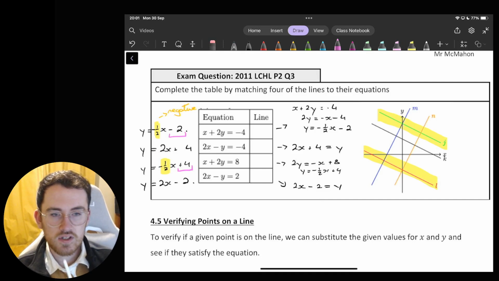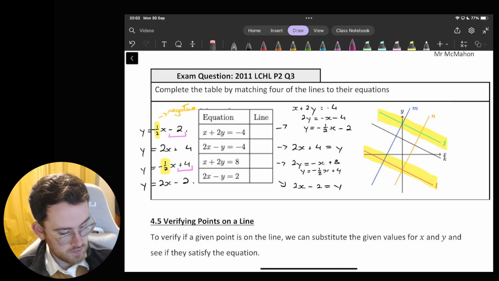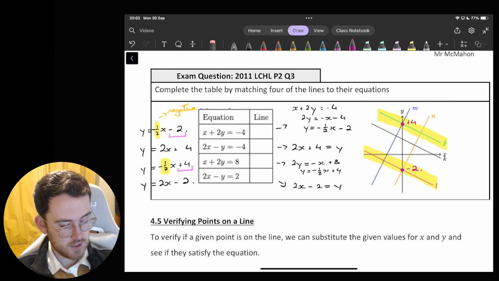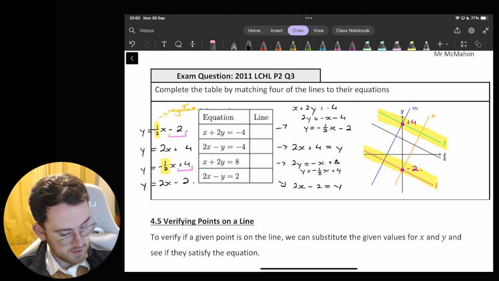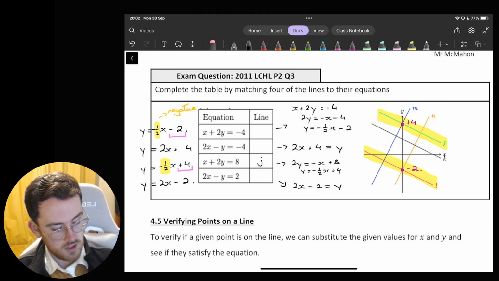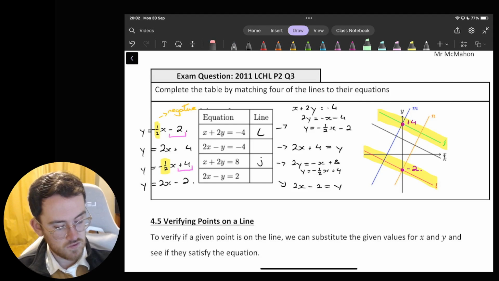So we can see one of the lines crosses the y-axis at plus 4 and one of them crosses it at minus 2. By looking at my equations here, because this is positive, this to me would be plus 4 and this would be minus 2. If I was to label those coordinates, that's how I would label them. And that helps me identify that this must be my line J, and the first one here must be my line L. Now we can do the same thing for the other 2 equations.